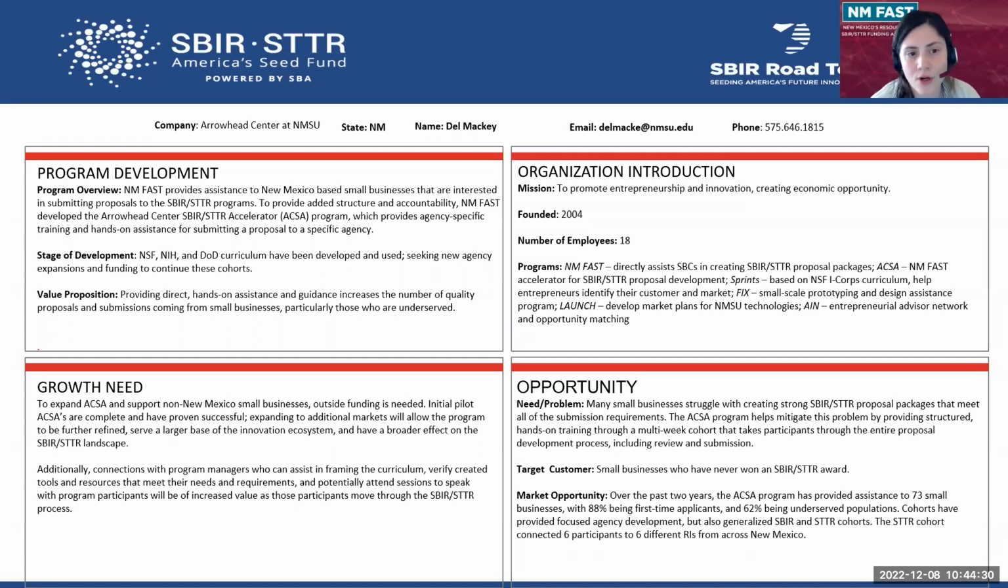So this quad chart is for our ACSA program, or the Arrowhead SBIR STTR Accelerator Program. And that isn't a technology, but it is a service that we needed support for. And then also we have customers or a market that is going to be interested in this. So similar to the one that Del talked about previously, we have our program overview, or the overview of our technology or whatever we're going to bring to the marketplace. Our product here is going to be the ACSA.